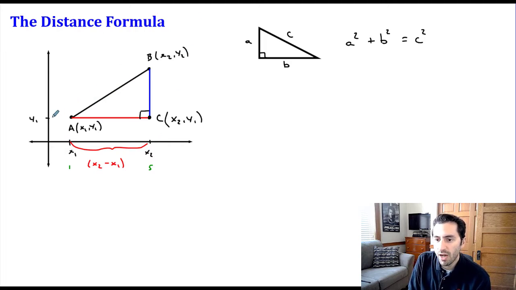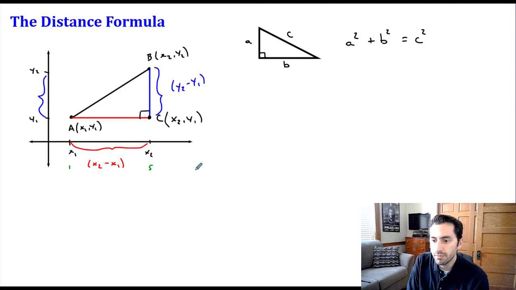Let's do the same thing for the y values. So here we have y1, and then straight across over here we have y2. And we want to find this length. So how far do I need to go from y1 to y2? It's the same argument we had down here. So this length is just going to be the difference of y2 and y1. So those two distances, those are my a and b in my formula.